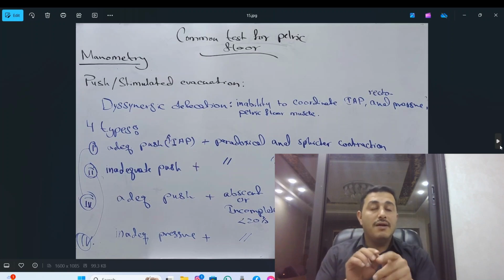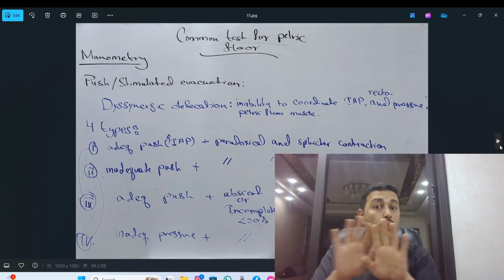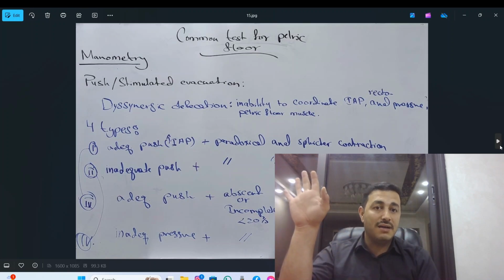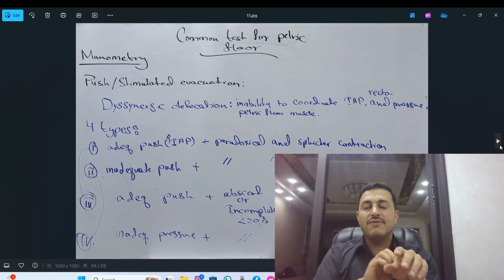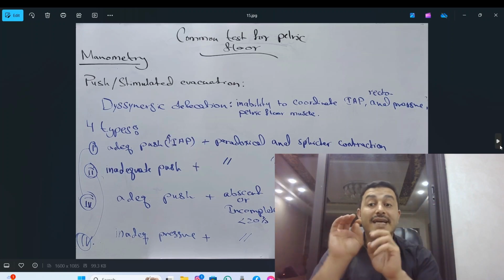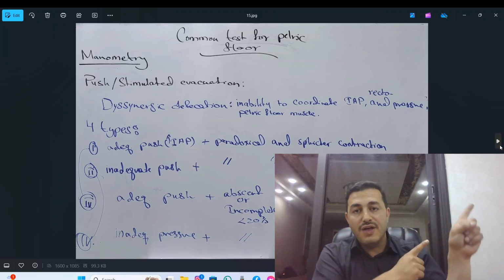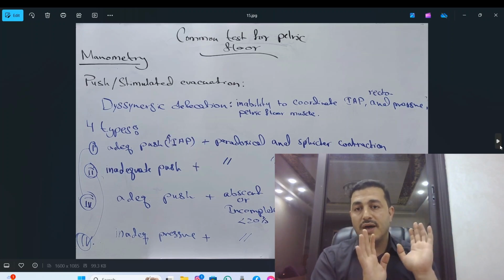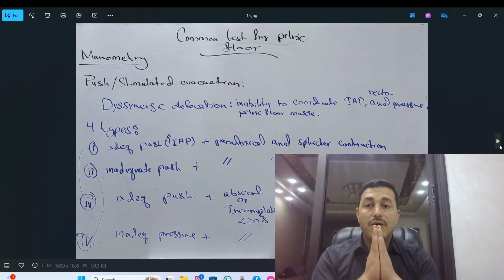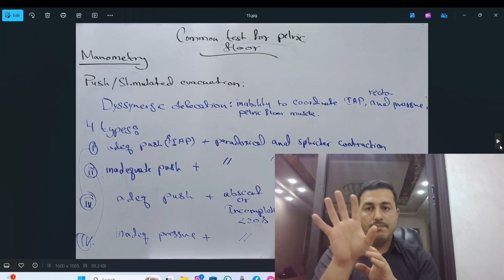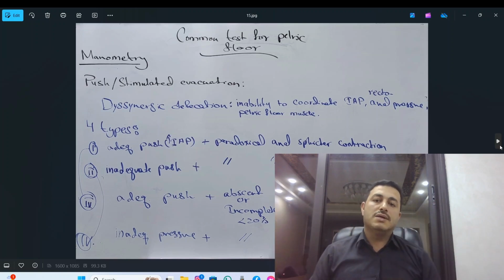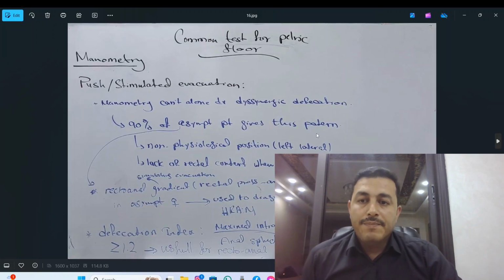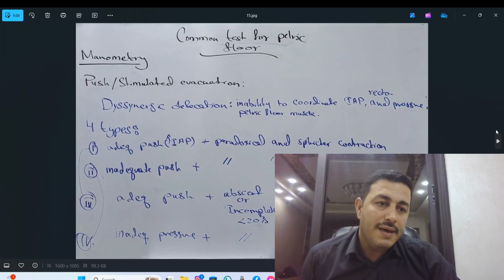In this case, the sensors are inside. We do not need to inflate the rectal balloon. We can inflate it or not, but it is not required. As we will see in the rectoanal inhibitory reflex, it is mandatory to inflate the rectal balloon, whereas in push stimulated evacuation we do not need it.